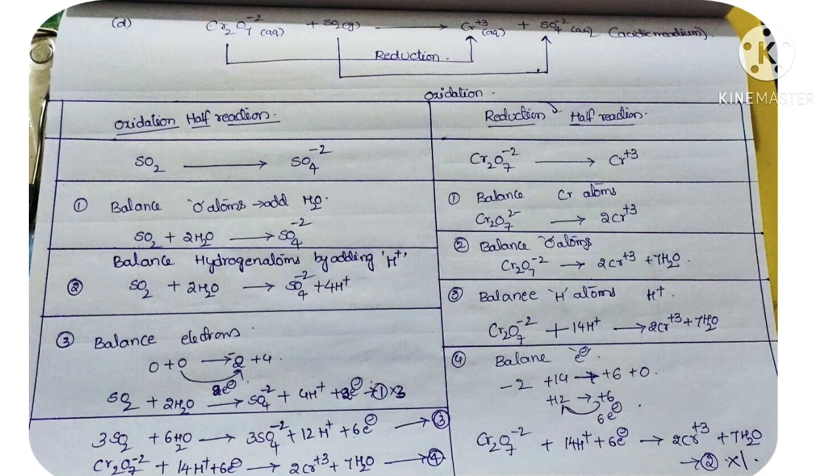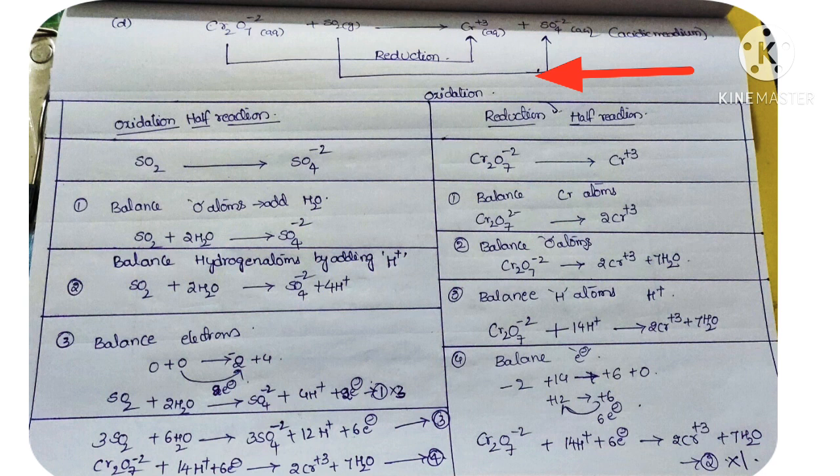In the first step, as already discussed in previous videos, we identify which is the reduction reaction and which is the oxidation reaction. The Cr2O7 minus 2 to Cr plus 3 is the reduction reaction because electrons are gained, and the SO2 to SO4 minus 2 is the oxidation reaction because the oxygen atoms are increasing. So we are adding oxygen atoms, which tells us it is an oxidation reaction. This is step 1.